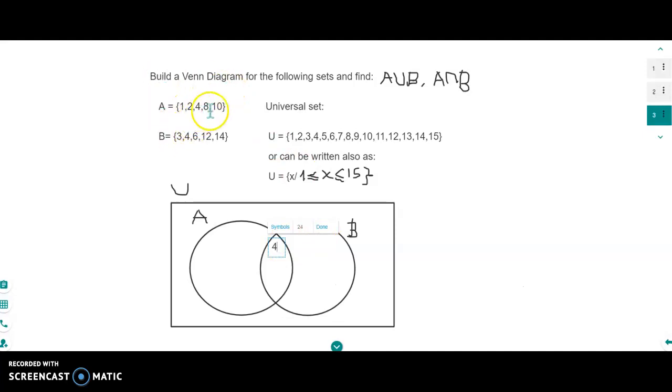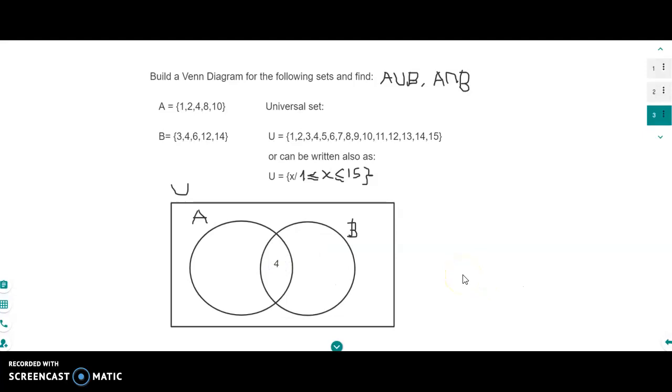What else? 6, it's only in B, 8 is not in B, 12, and 14. We only have 4, okay? So this element is only in this part. Here in the middle, much better, so you can see it better.